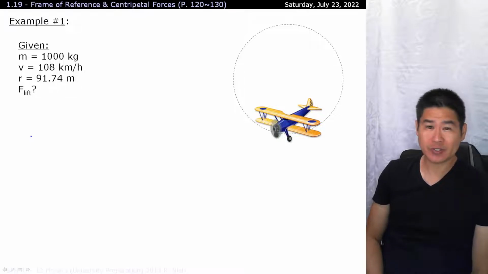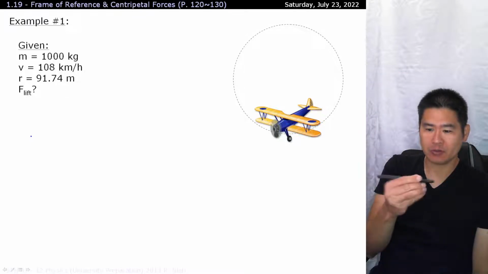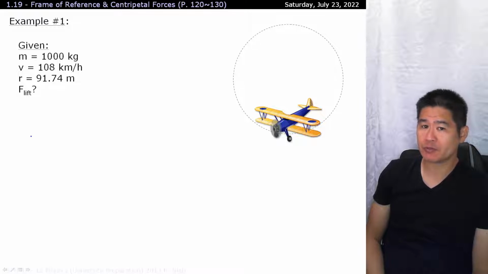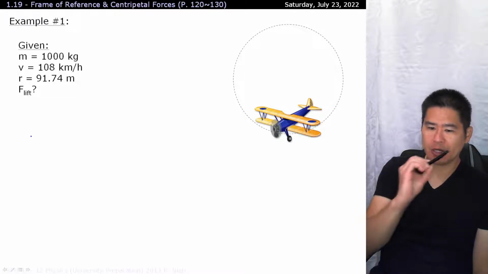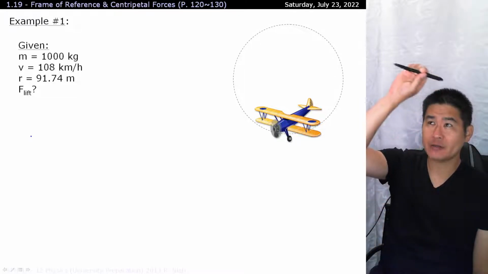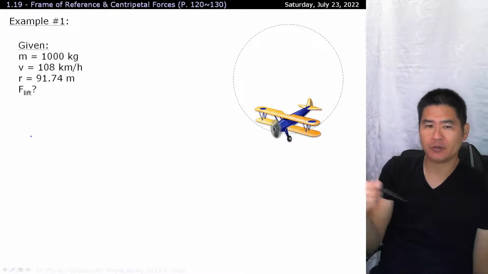Okay, and yes, you will suddenly feel quite a bit heavier as you loop at the bottom. If you've ever been on a roller coaster ride, you might notice that. As you go on top of the loop, you suddenly feel a little bit lighter, and then you feel a whole lot heavier when you're at the bottom.